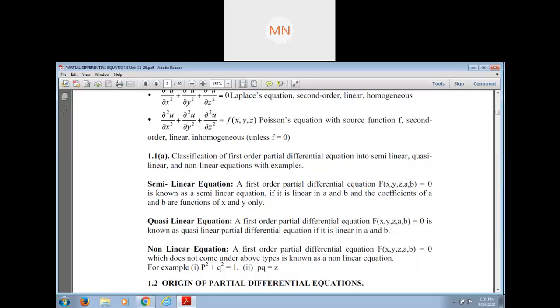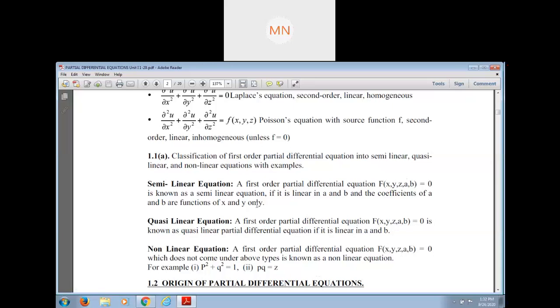If this is a first order partial differential equation, it is called semi-linear if it is linear in a and b. Here a and b are coefficients, and it is said to be semi-linear if a and b are functions of x and y only. It is said to be quasi-linear if it is linear in a and b, but not with this condition, that a and b are functions of x and y only. If we omit this one, then we say that this is a quasi-linear partial differential equation. These are the definitions.